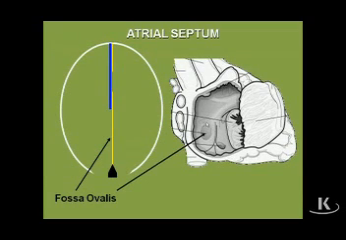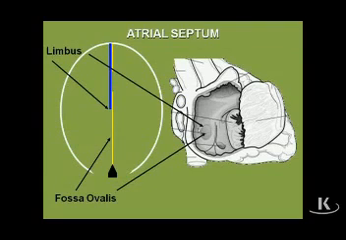We said that the upper border of the fossa ovalis was given the name limbus of the fossa ovalis, and so here we see that that upper border would be the edge of septum secundum. So that free edge of septum secundum is in fact the limbus of the fossa ovalis. So that helps us understand why it looks the way it looks in the adult.